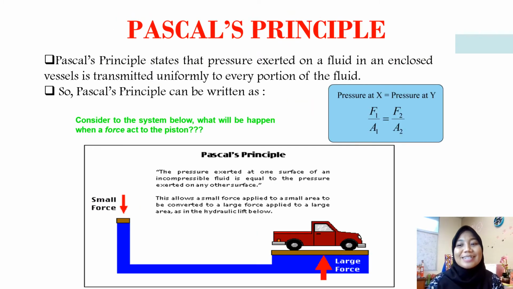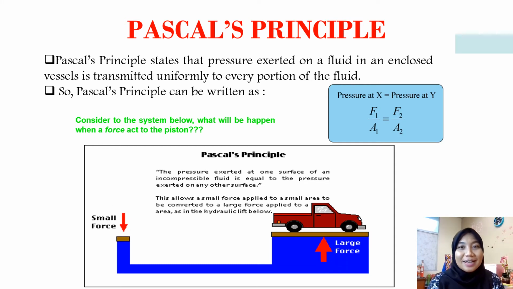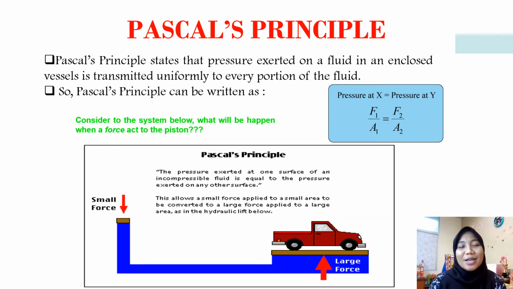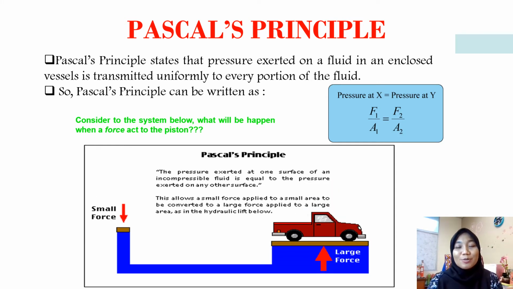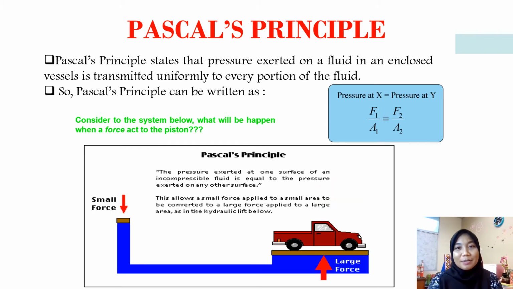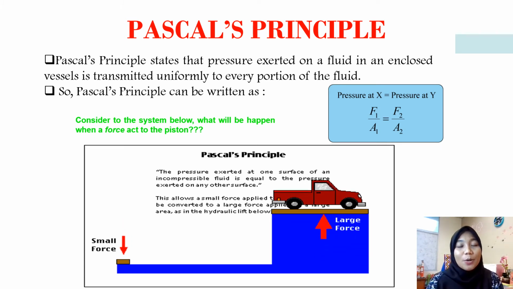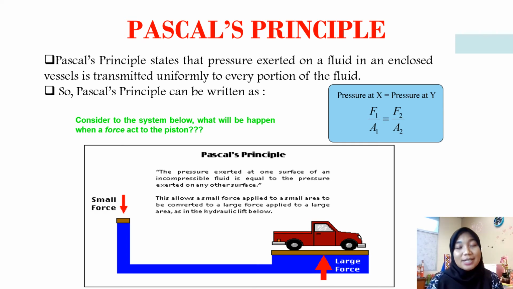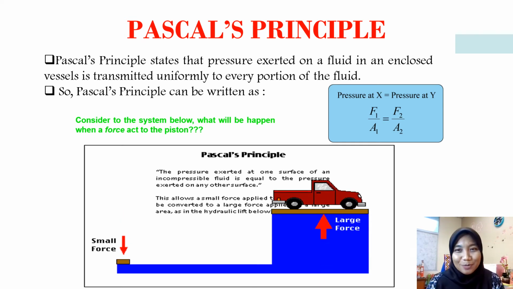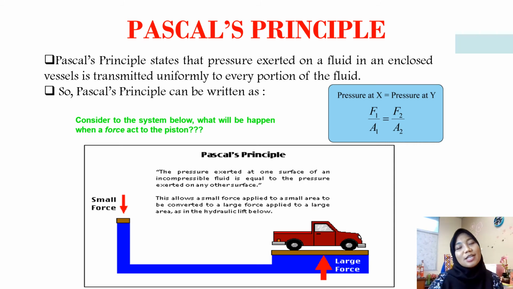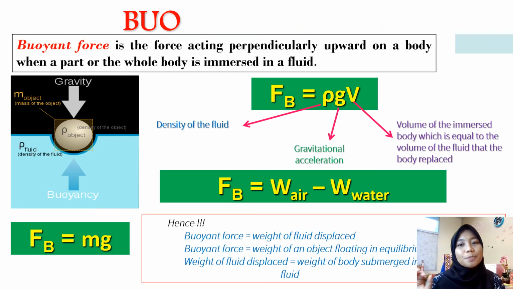Next we learn about Pascal's principle. You must know the concept and understand how to calculate with Pascal's principle. Pascal's principle states that pressure exerted on the fluid in an enclosed vessel is transmitted uniformly to every portion of the fluid. So, the pressure at the input is equal to the pressure at the output: F1 over A1 is equal to F2 over A2.